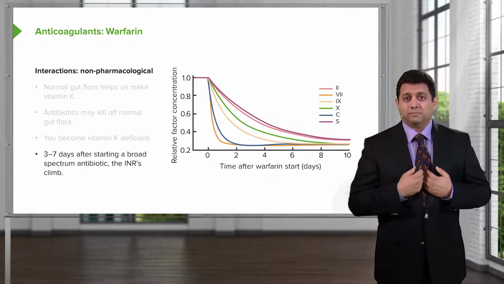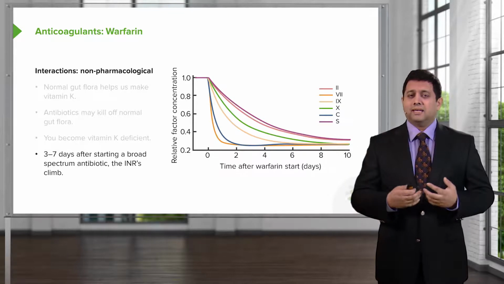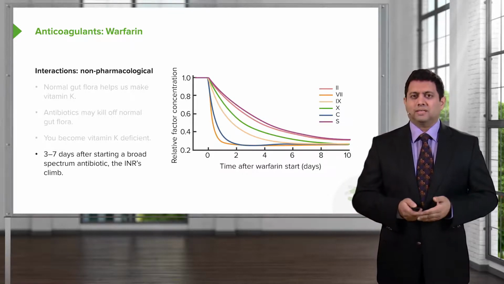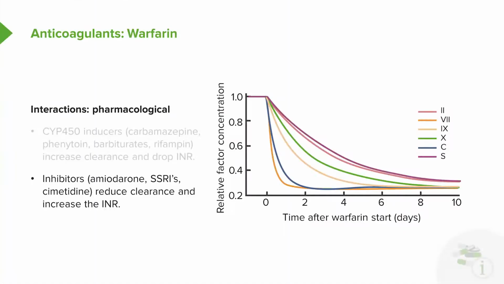I have 1,200 patients on warfarin. It's a real headache. It's one of the reasons why most doctors don't like to use warfarin, because it's so much work. The inhibitors of warfarin, which are listed here, reduce the clearance of warfarin, and therefore the INR will climb. So it's really important knowing that there are a lot of drugs that are going to interact with warfarin, as well as the antibiotics through a non-pharmacological pathway.